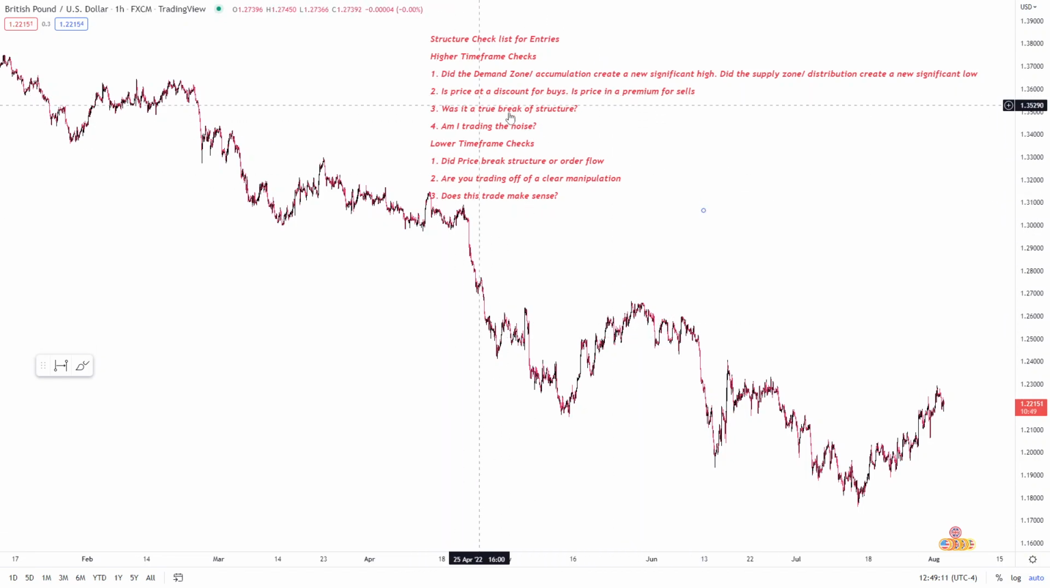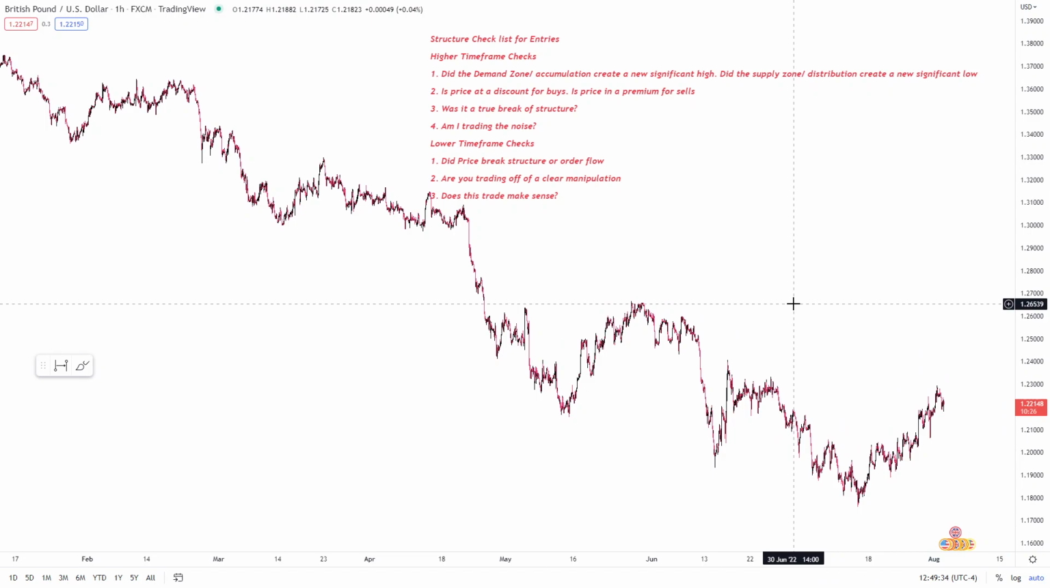Now, secondly, is price at a discount for buys or is price in a premium for sells? This is quite logical, you should understand this, but price, Euro USD or GU, you want to look at it as if you're shopping at the store. Is it cheap at the moment? Is it in discount? Or is it expensive? Do we want to get rid of it? Really simple. Look at the higher time frame and figure that out.